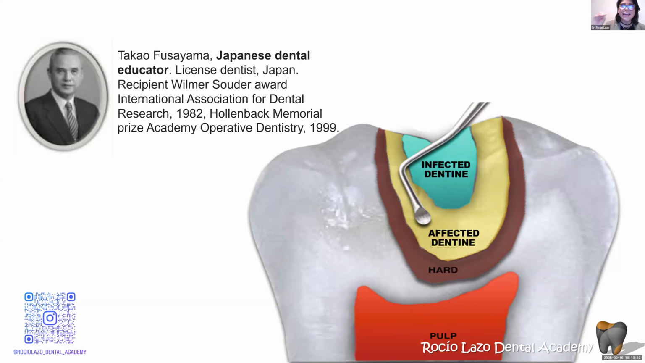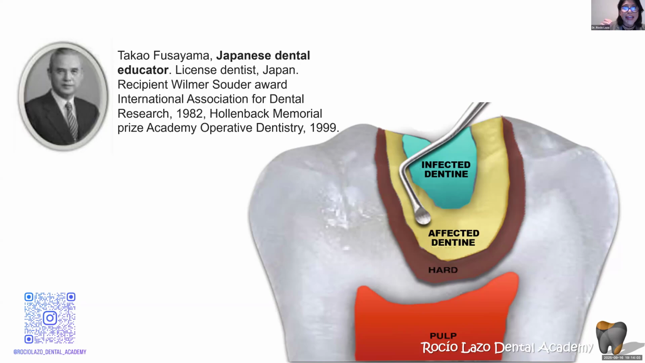Infected dentin is a zone rich in bacteria, demineralized, and the collagen fibers are denatured. The second zone is the affected dentin, which is demineralized but rich in collagen fibers. Dr. Fusayama said it's important to remove all the infected dentin because it's a necrotic zone. And when you remove it, you don't need to apply local anesthesia. It's not necessary because it's a necrotic zone.